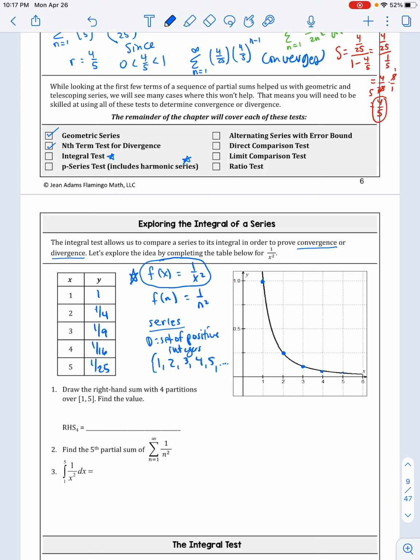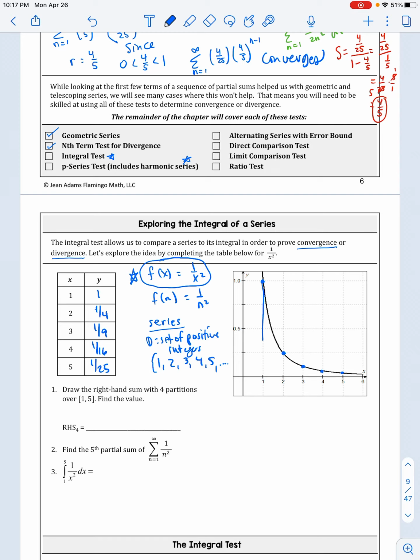Well, it just so happens that when I look at my series, since it's 1 over n squared, it's going to have those values. It's just not going to have everything in between like the 1 over x squared does. So when I put in 1 over 1 squared, I get 1, 1. When I put in 1 over 2 squared, I get 2, 1/4. When I put 1 over 3 squared in, I get 3, 1/9. So these blue points are actually points on your function and on your series.